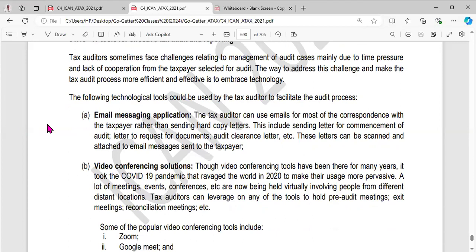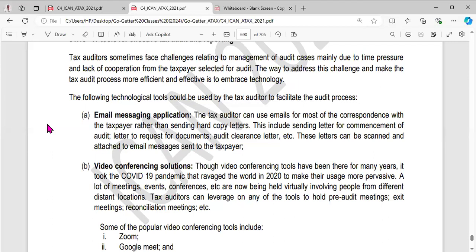So they will just tell you that they are doing a desk examination. Please provide this document, that document, all in the form of email. And it's accepted now in the tax law. This is because email messaging is now a technological tool that enables this, and it's even free. So they don't need to come and pay big.